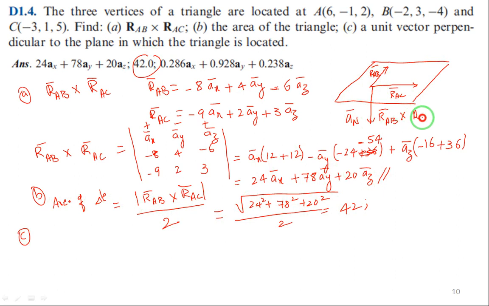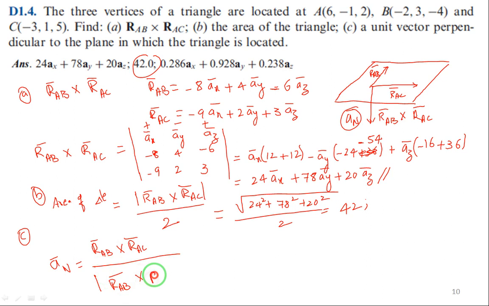Already we have seen vector A cross vector B, right? Similar to that. So how to find out the a_N vector? The vector divided by its magnitude. So I will apply that formula. The unit normal vector a_N equals the vector, meaning the cross product R_AB cross R_AC, divided by its magnitude, magnitude of R_AB cross R_AC.